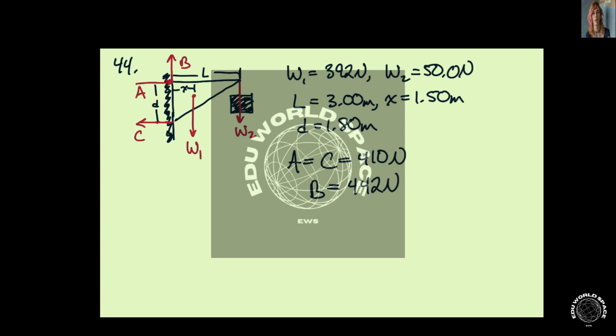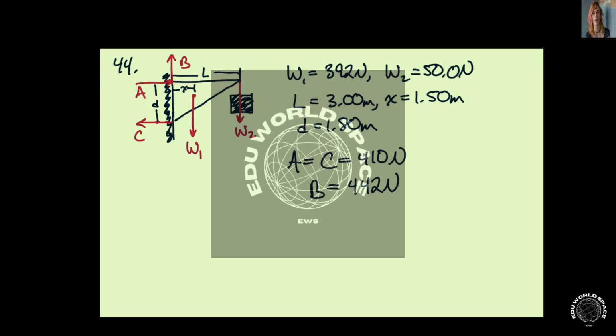Whatever weighs 392 newtons, which I assumed was the gate, acts at a distance of 1.5 meters. So that's this. And then the bucket, which I assume weighs this much, acts at a distance of 3 meters. So that would be the total length of the gate. It wouldn't make any sense for these two weights to be the other way around, because we're told that the bucket is at the end of the gate.